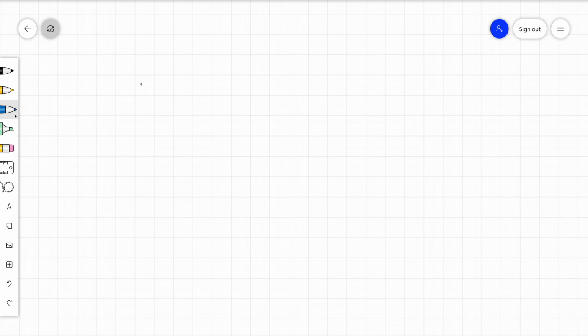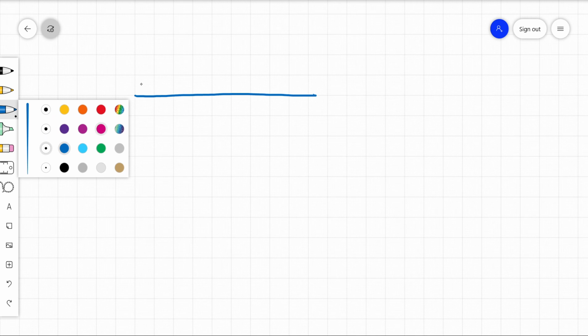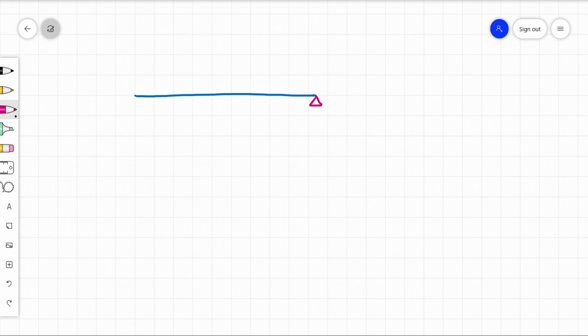So let us solve one numerical on beam. Let me assume that there is a beam which is supported on a roller, and on the other side a hinged connection. Okay, this is what it is. One side it is hinged, and another side a roller.